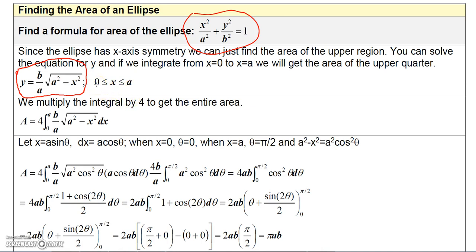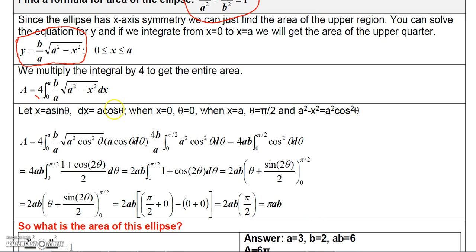Now since we're only going to go from 0 to a, actually instead of getting the upper region, we're going to get the upper quarter. So basically if we just integrate from 0 to a this function, that will only give us a fourth of the actual area. So to get the actual area, we'll multiply this by 4. Okay? So the main thing is I've got to figure out how to evaluate this integral.